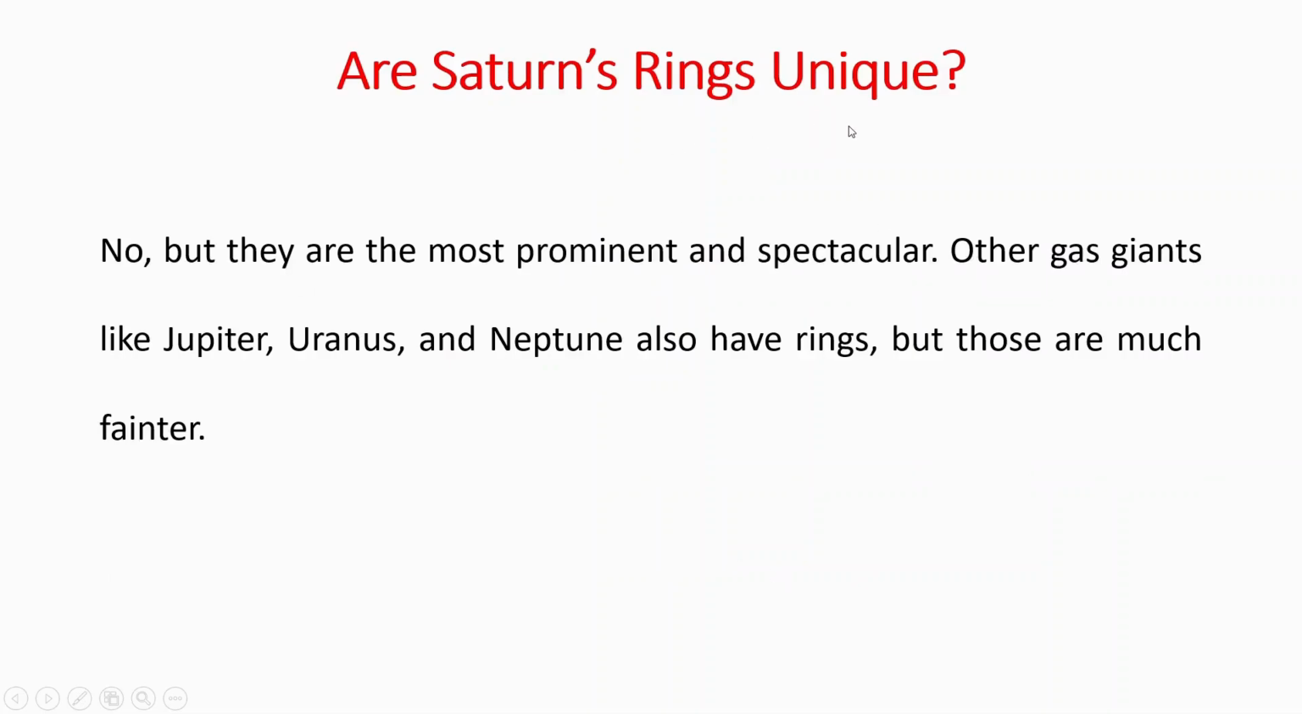Now again the question is, are there rings only around Saturn? What about other planets? Other planets also have rings. It is not that rings are unique to Saturn. Jupiter, Uranus and Neptune also have rings, but they are much fainter. For Saturn the rings are visible, but for the other huge planets the rings are not that visible, but they do exist.